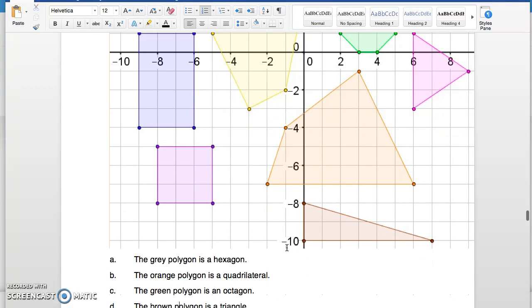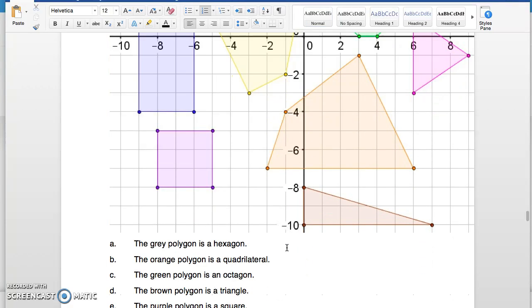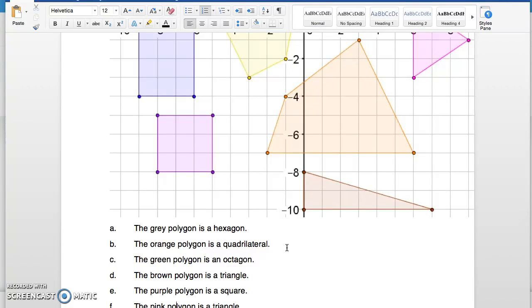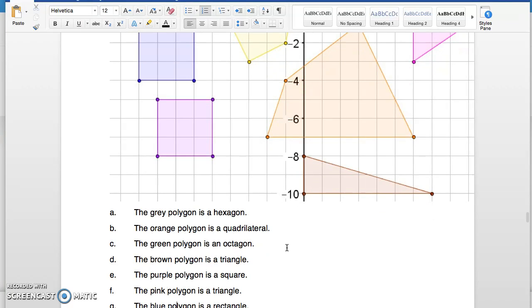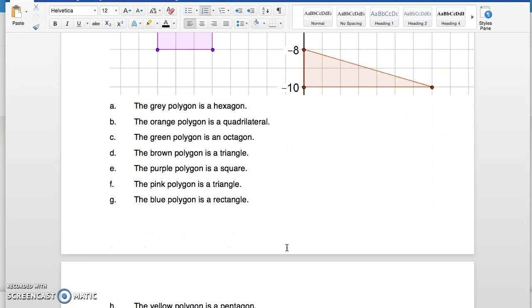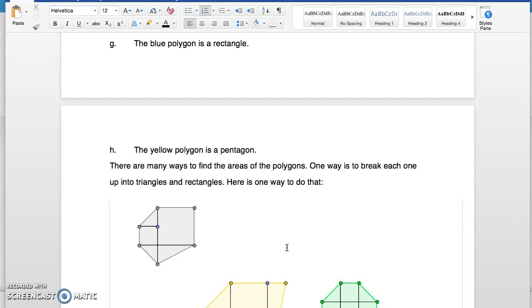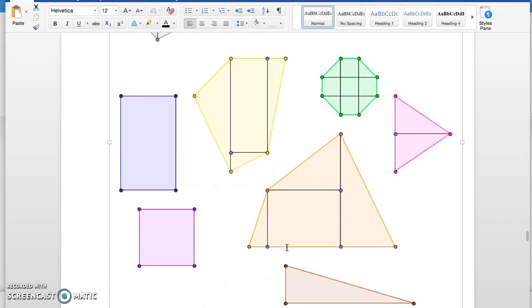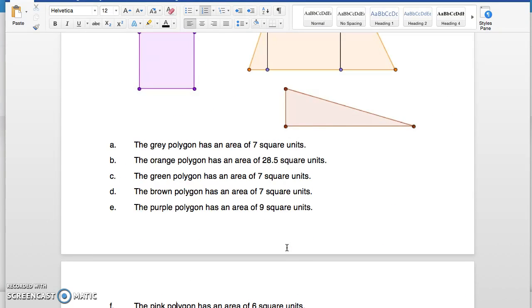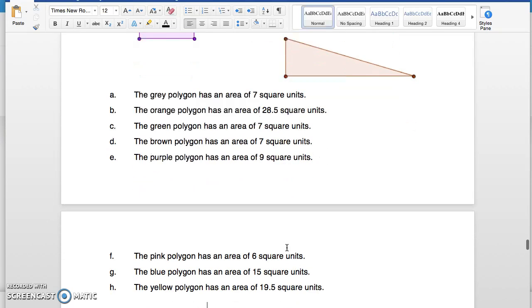So they're graphing them on the paper. The gray polygon is a hexagon. The orange polygon is a quadrilateral. The green polygon is an octagon. The brown polygon is a triangle. The purple polygon is a square, sorry. The pink polygon is a triangle, and the blue polygon is a rectangle. So the yellow is a pentagon, and there are many ways to find the areas. One way is to break up each shape into triangles and rectangles. So that gave us one way to do that. And then it gives you the list of all the areas in square units.